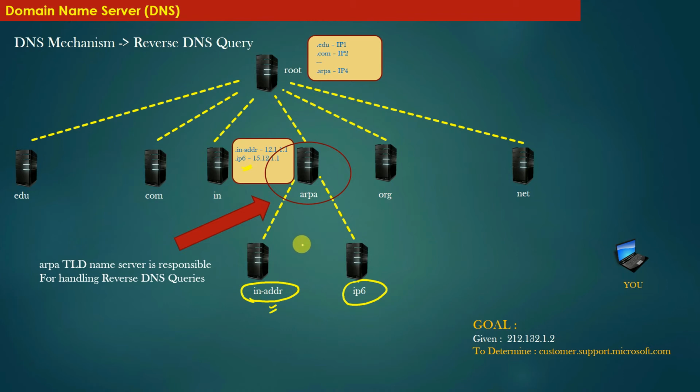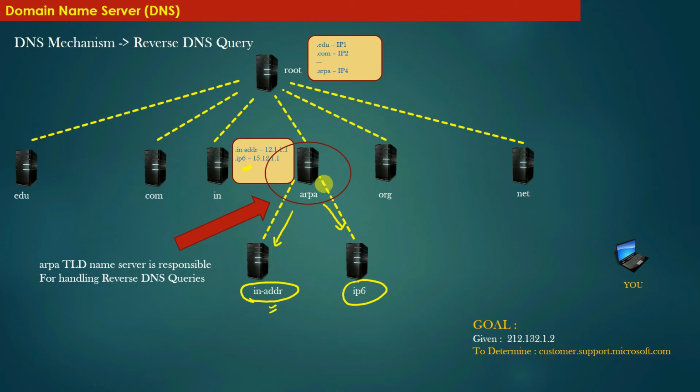So when the reverse DNS query comes for an IPv4 address, the ARPA DNS server delegates the reverse DNS query to the in-addr DNS server, and if a reverse DNS query comes for an IPv6 address, then the ARPA DNS server delegates the query to the IP6 DNS server.